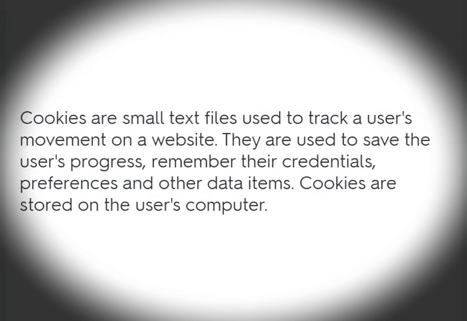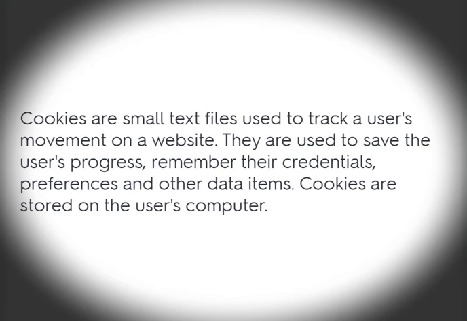Explain cookies. Cookies are small text files used to track a user's movement on a website. They are used to save the user's progress, remember their credentials, preferences, and other data items. Cookies are stored on the user's computer.